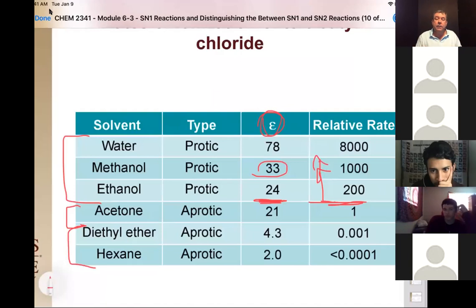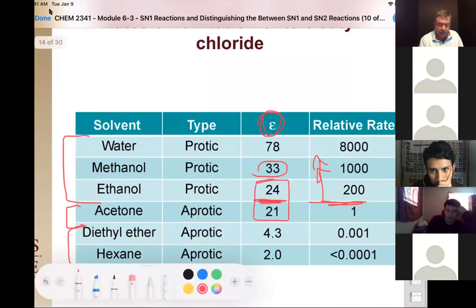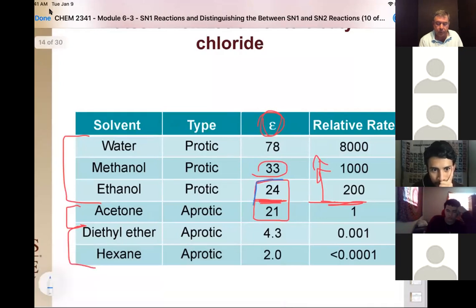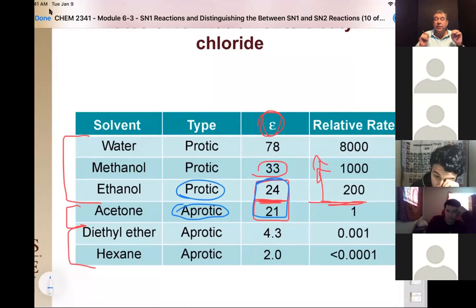Okay, now let's look at something that has similar polarity. So the acetone and the ethanol have similar polarity, but ethanol can hydrogen bond, okay? Acetone can't hydrogen bond, okay? And it's 200 times slower, okay? Just that loss of that protic solvent decreases the rate again.